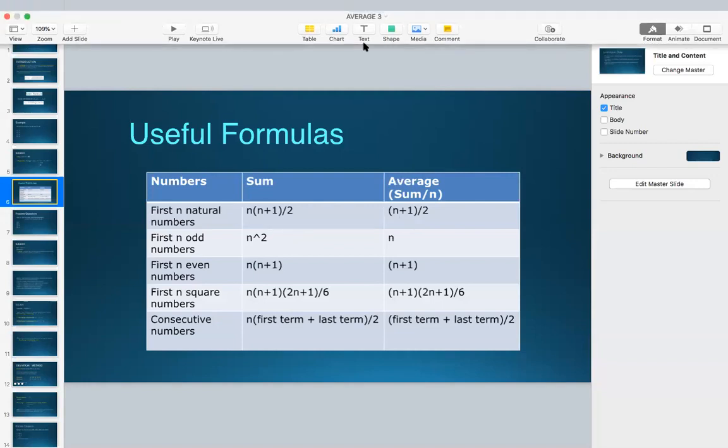Yes or no? Is it clear, guys? Tell me what will be the average of the first 150 natural numbers. Tell me the exact value. What will be the average of the first 150 natural numbers?